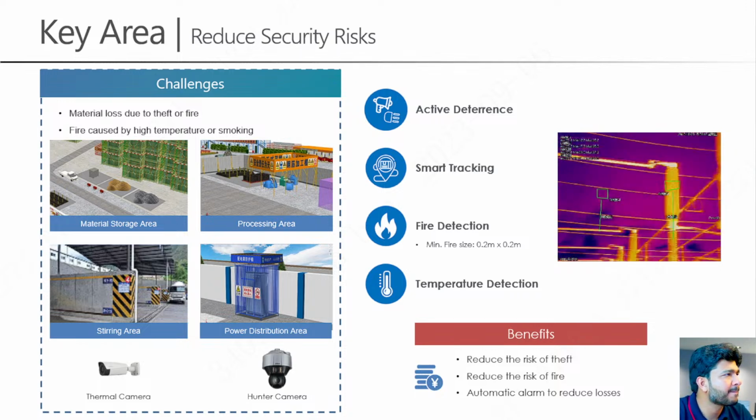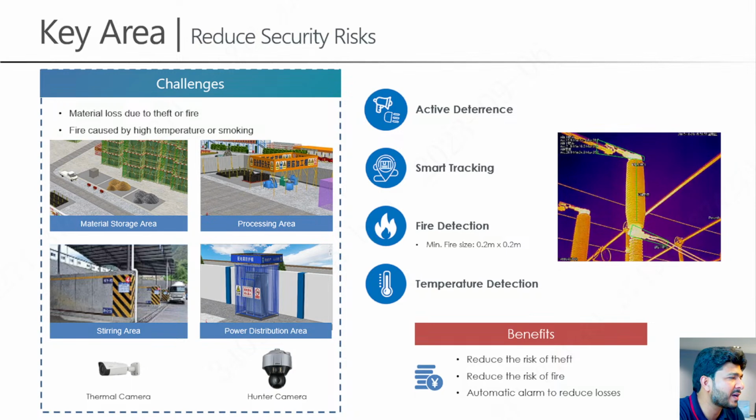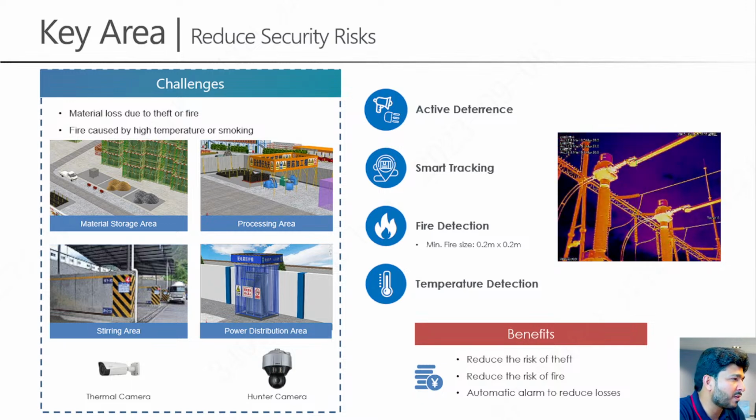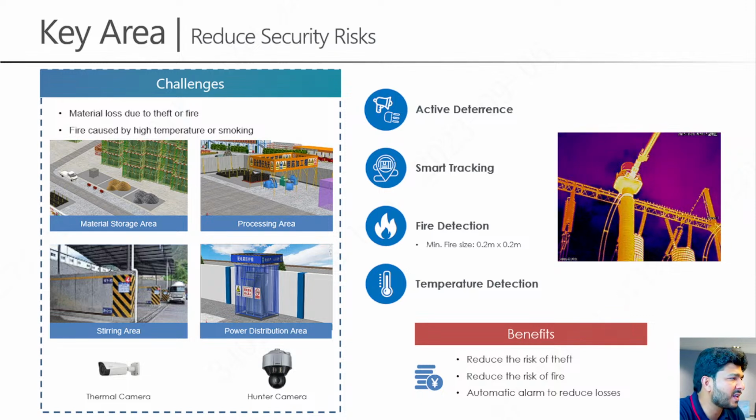Okay, so in the key area, what are the challenges that we can discuss here? Material loss due to theft or fire. There might be a fire because of high temperature and it can burn important things. And smoke, smoking also, can be a reason for the fire. But how can we overcome these things? There are important areas like the material storage area, processing area, string area, and the power distribution area also. So these are the areas where there are more chances of fire.